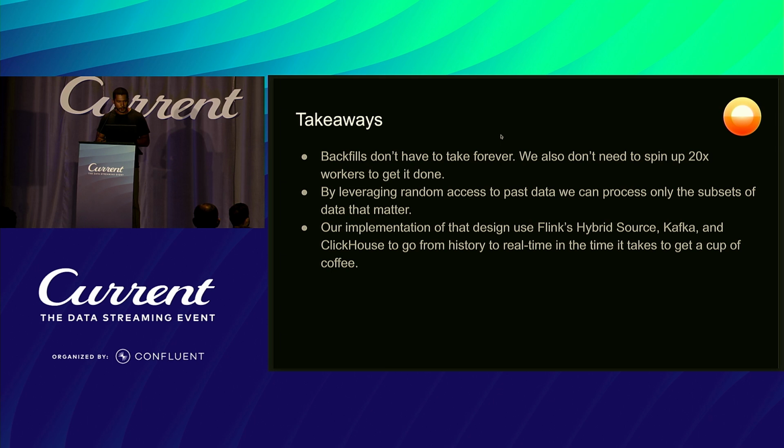Some takeaways. Backfills don't have to take forever. We also don't have to spin up 20x more workers to get it done. I've done that a lot in the past, but once you see thousands of people doing the same and you realize how much waste is going on, you try to think of something else to avoid it. By leveraging random access to past data, we can process only the subsets of data that matter. We don't actually have to go through everything. And our implementation of that design uses Flink hybrid source, Kafka, and ClickHouse to go from history to real time in the time that it takes to drink a cup of coffee.